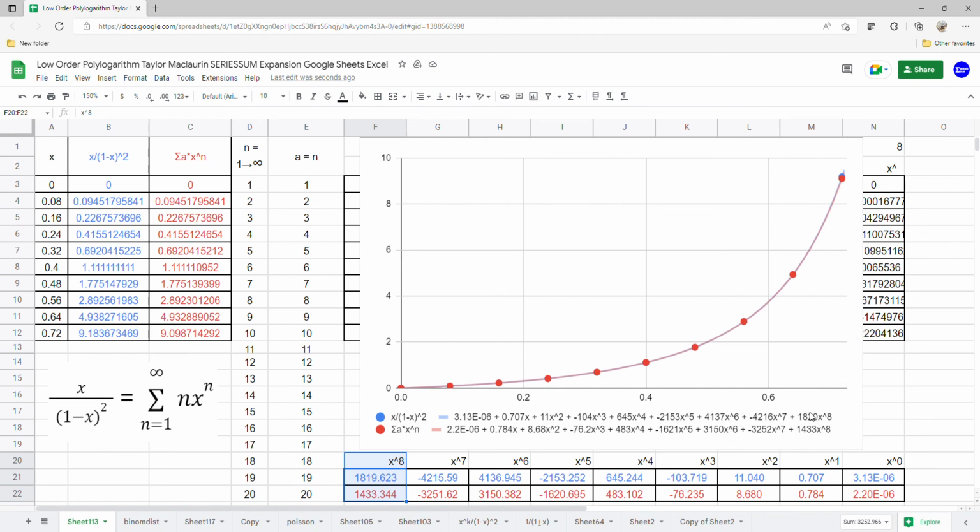This completes the use of Taylor-Maclaurin series sum, LINEST polynomial regression to generate the low-order polylogarithm of 1 over 1 minus x squared and the series sum, Taylor-Maclaurin series sum.